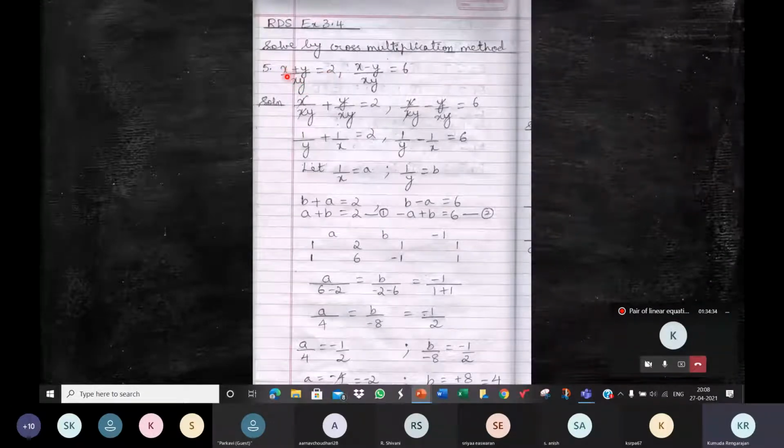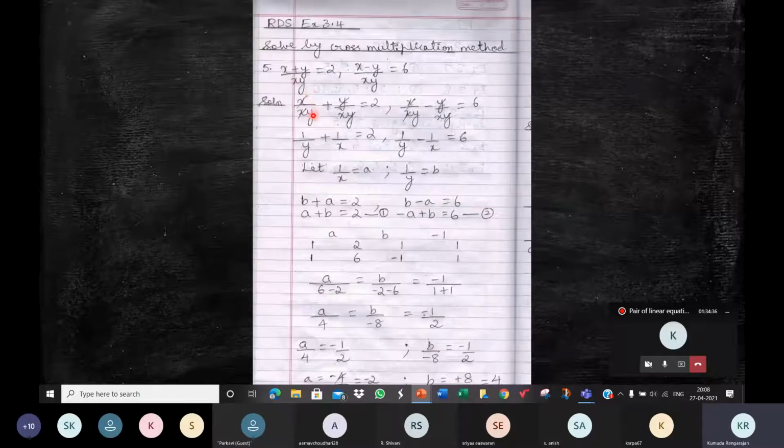So take up the first equation, write this as x by xy plus y by xy is equal to 2. Do the same thing with the second one: x divided by xy minus y by xy is equal to 6. Now you can see here x in the numerator and denominator gets cancelled. Here y in the numerator and denominator gets cancelled. So similar thing here. And we have equations like 1 by y plus 1 by x is equal to 2, and the second equation 1 by y minus 1 by x is equal to 6.